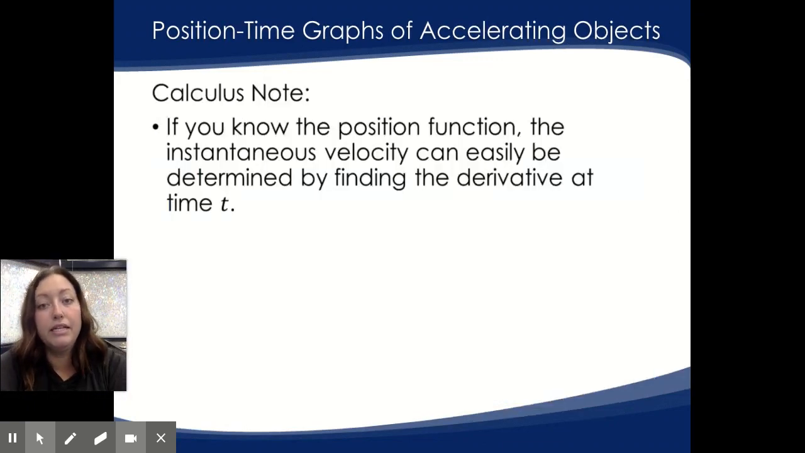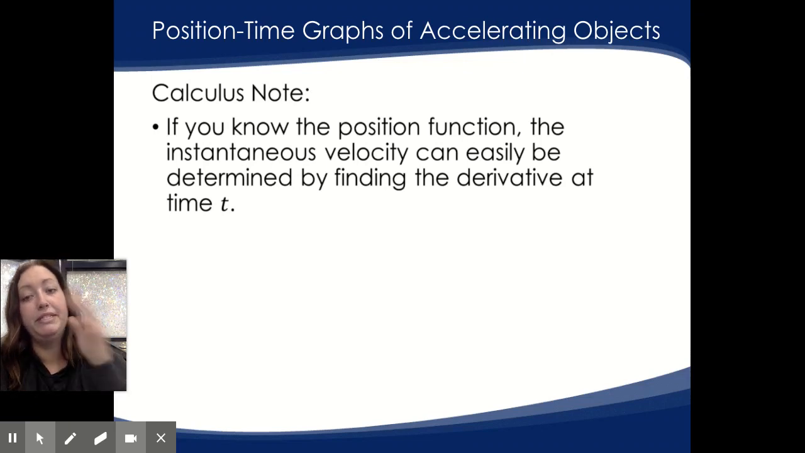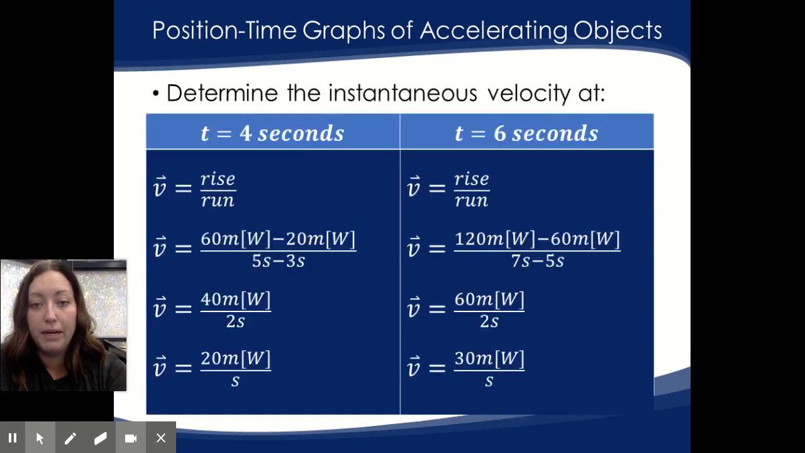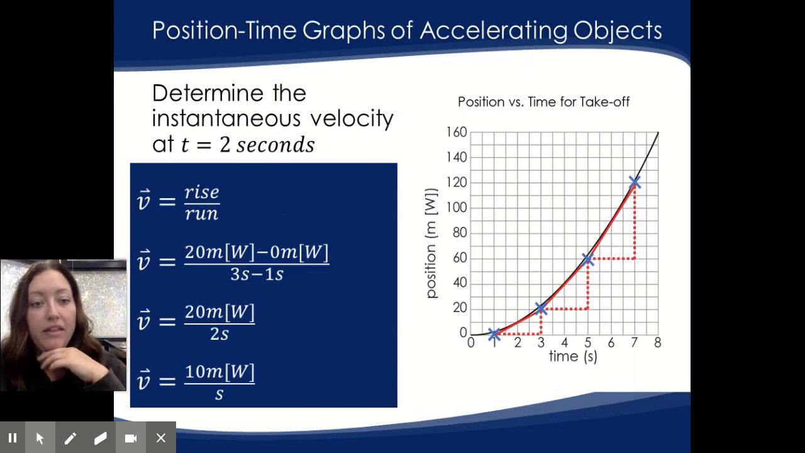Tangent lines, once you get those down, are honestly the easiest way to do instantaneous velocity on an acceleration position time graph. But if you are familiar with calculus and you would rather do it this way, if you know your position function, you can use the derivative and find your times and your velocities from there. If that's what you prefer, then you go for it. But this is the way that I teach it, so if you have questions, this is the way that I'm going to be able to address it for you.